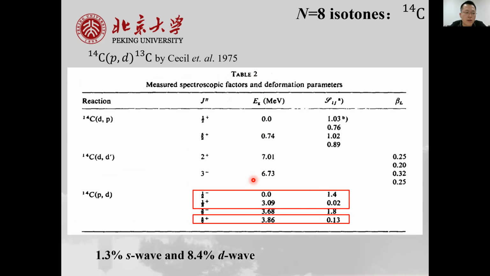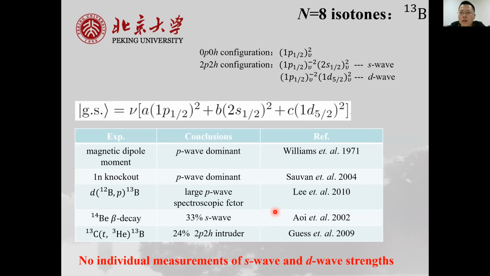For the nucleus with even 2 more protons, namely carbon-14, the ground state is composed of only 1.3% S wave and slightly higher, about 8.4% D wave component, which indicates the restoration of the N equals 8 magic number. As the middle of the N equals 8 isotonic chain between beryllium-12 and carbon-14, boron-13 offers an intriguing opportunity to systematically understand the neutron shell evolution as a function of proton number Z. That's why we chose to study this nucleus, boron-13.